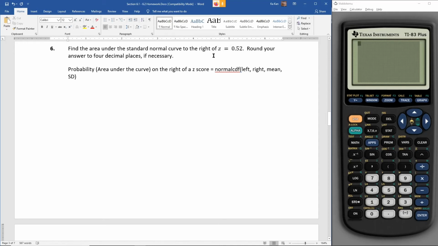Now, it's the same type of problem. To the right of the z-score is still just normal CDF. You don't even need this here. You can just say normal CDF, left, right, mean, standard deviation.